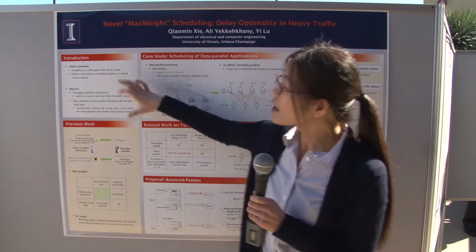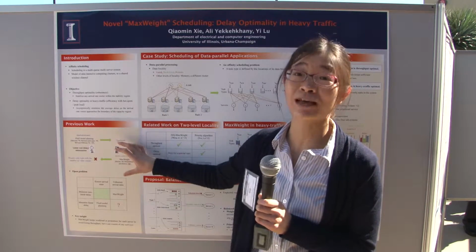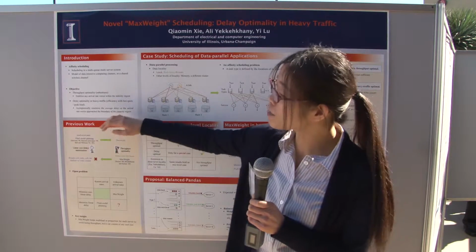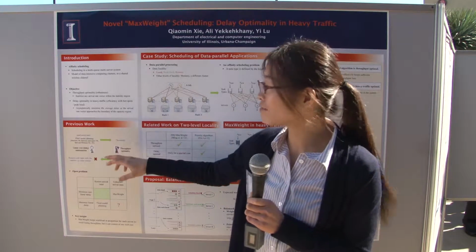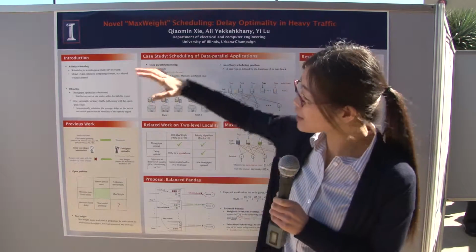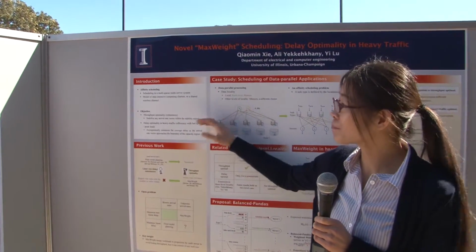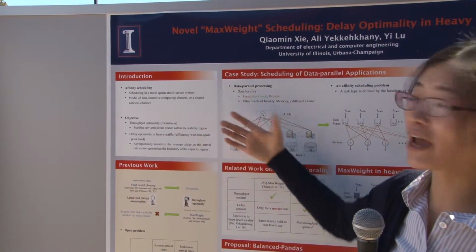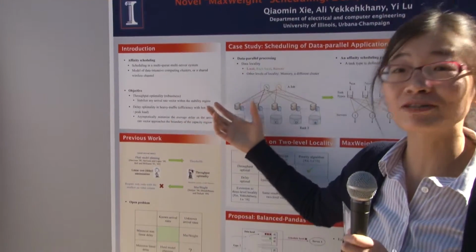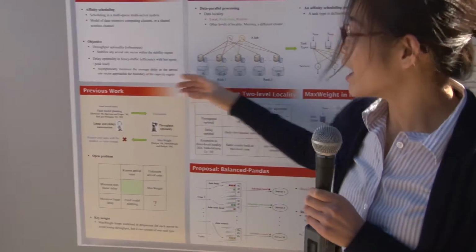The affinity scheduling problem has received a lot of attention for quite some time. But the existing work on this problem falls into two lines. For these scheduling problems, we are interested in two primary performance metrics. One is throughput, which means the algorithm needs to be robust to load variation. And the other is delay optimality.